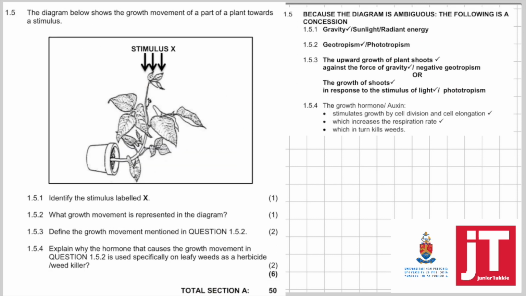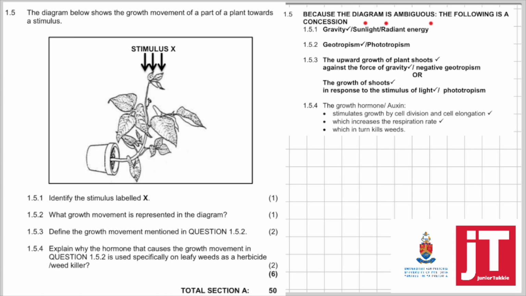1.5. The diagram below shows the growth movement of a part of a plant towards the stimulus. 1.5.1 Identify the stimulus X. Now, here, if you look at the memo, it says the diagram is ambiguous. So they accepted the answer as the stimulus was gravity, sunlight, or radiant energy. Right. 1.5.2 What growth movement is represented in the diagram?